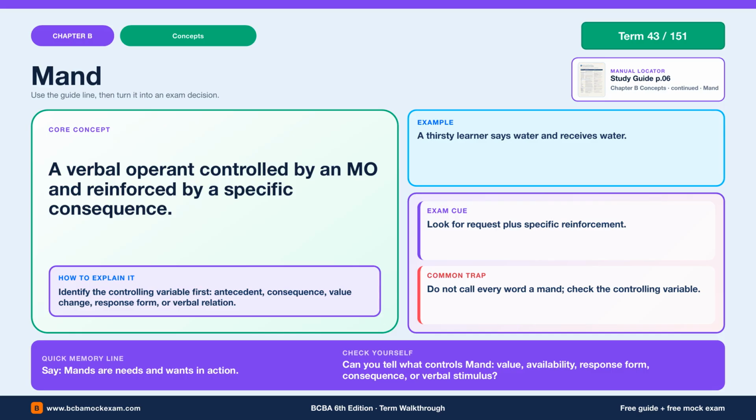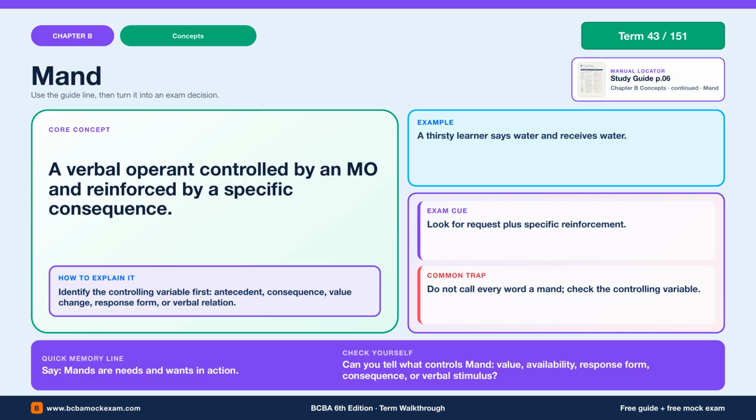Mand. A mand is a verbal operant controlled by an MO and reinforced by a specific consequence. In plain English, a mand is requesting. For example, a thirsty learner says water and receives water. The exam cue is a request plus specific reinforcement. The trap is calling every word a mand. Check the controlling variable. If the learner wants the item and saying the word produces it, think mand. The word itself is not enough. The controlling variable is the answer.